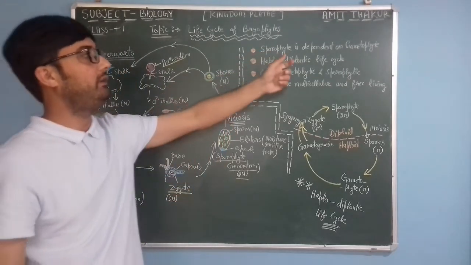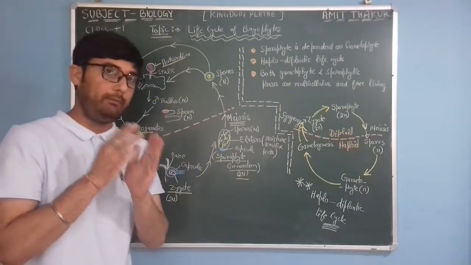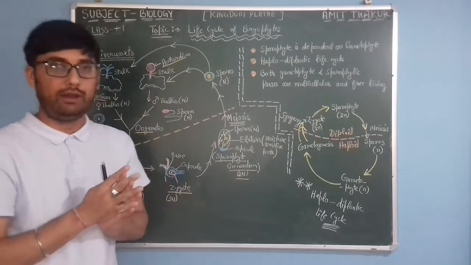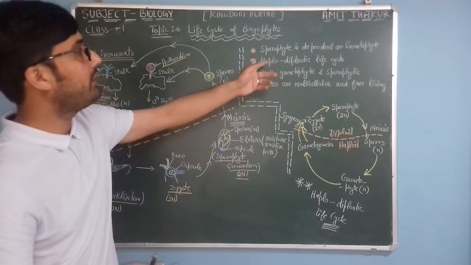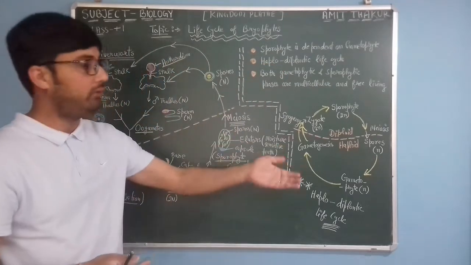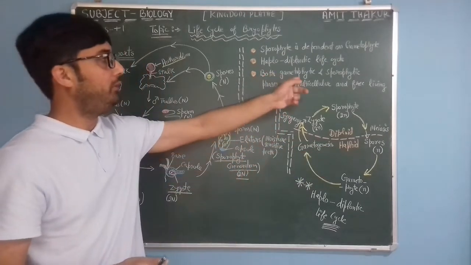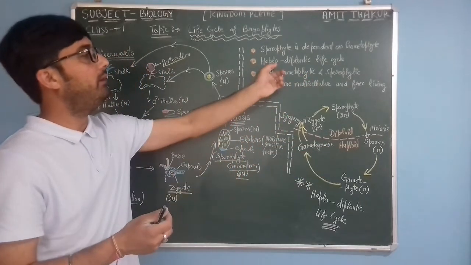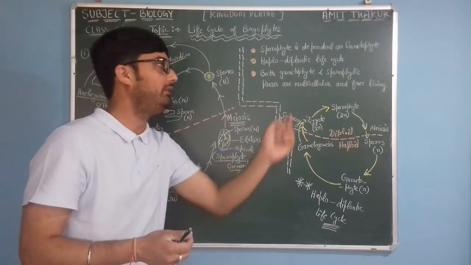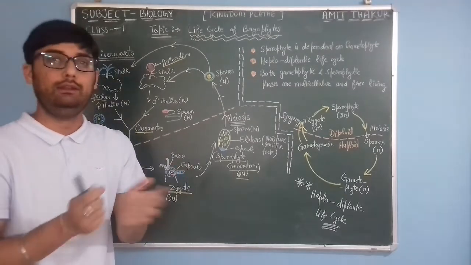The sporophyte is dependent on a gametophyte, although the gametophyte is the predominant phase in the life cycle of bryophytes, and the life cycle is known as haplodiplontic. I will tell you later. Why do we call them haplodiplontic? Because both gametophytic and sporophytic phases are multicellular and are free living.